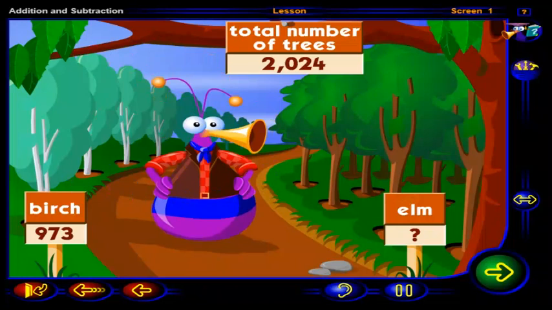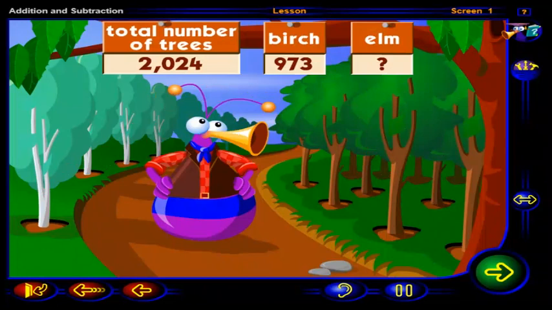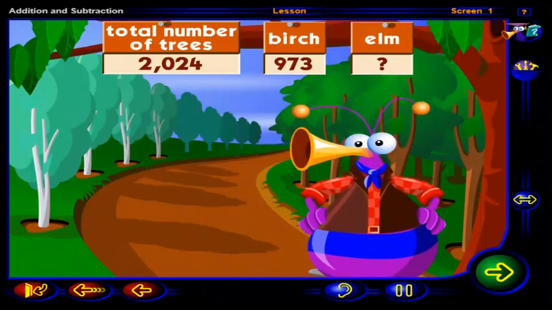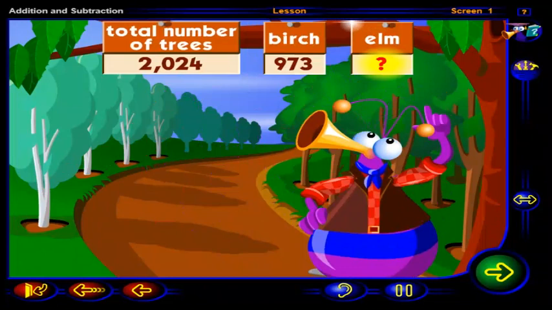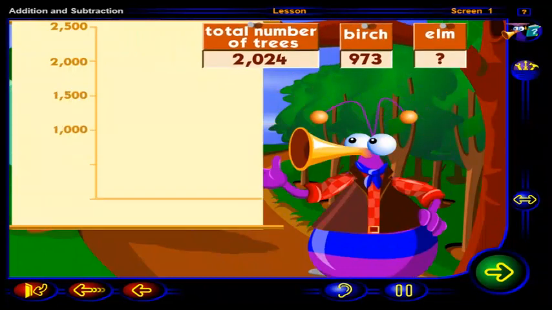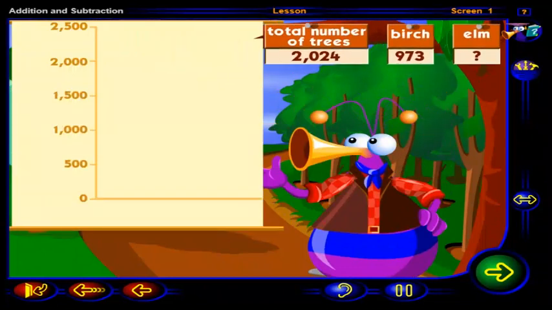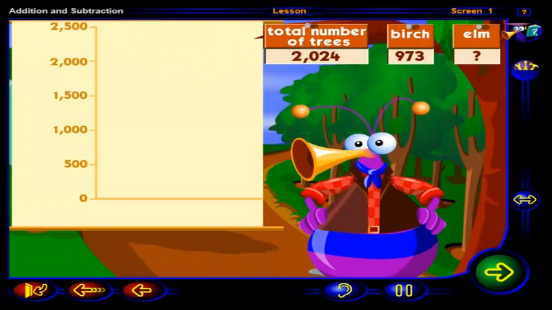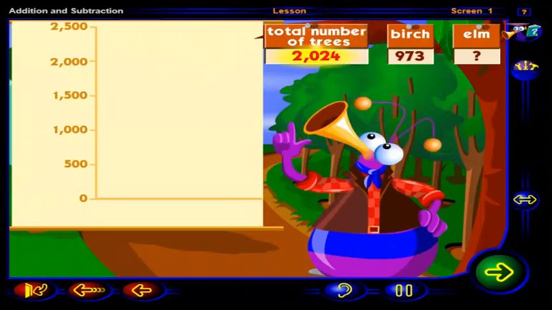We know that the total number of trees planted is 2,024, and that 973 of these are birch trees. So, if we compare these numbers, we can find out how many elm trees you planted. Yeah, a bar graph can help us. Let's start by showing the total number of trees. Click on this number.